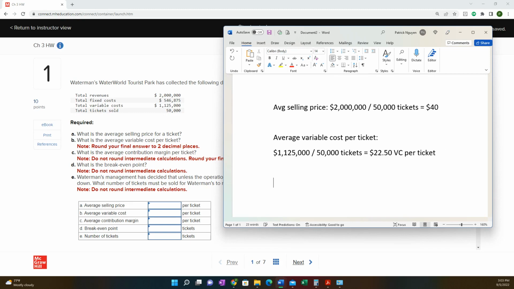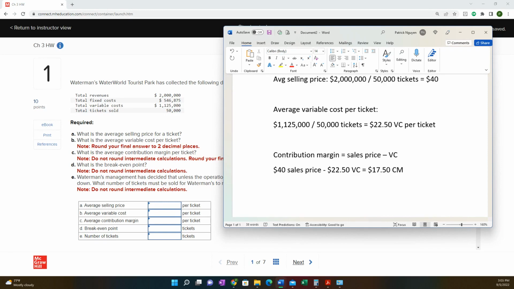C is the average contribution margin. Remember, average contribution margin is sales price minus variable cost. Remember that this is the amount that each item contributes to the total profit, or the bottom line figure, of the company. So our sales price per ticket was $40 minus $22.50 in variable cost equals $17.50 contribution margin.